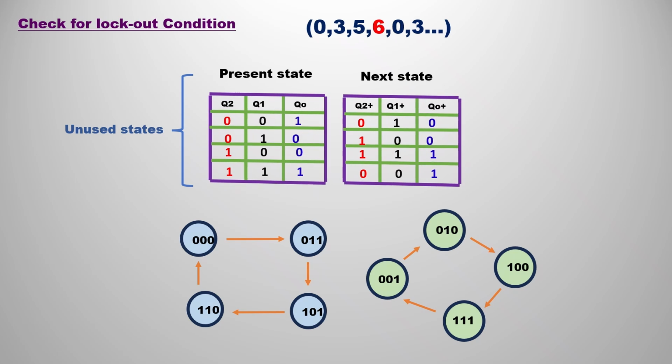After finding the next state, we are going to draw the state diagram for that, so that we can clarify that it is not a self-correcting counter. If you observe, these are the unused states, present state and next state. If you enter an unused state, we are going to check whether it will be redirected to a used state or not.